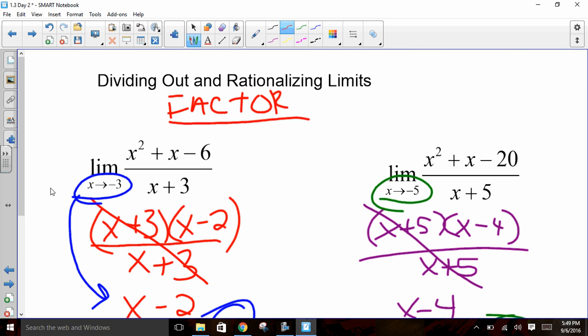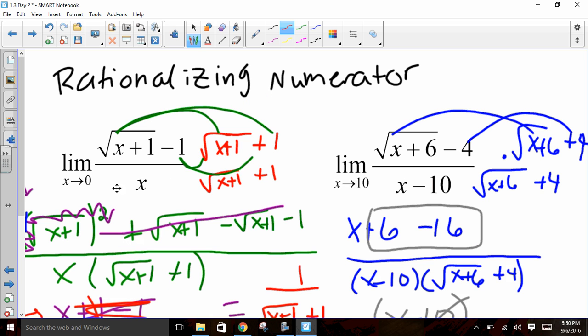If I am asked to find a limit of a number that would make my expression not possible, because we know when we plug in -3 here, we get 0 on the bottom, we can't divide by 0. My first step is that I'm going to try and factor. So take a look. Do I have an expression I can factor? If I can't factor, can I rationalize the numerator? That means, can I multiply by that conjugate? So change that sign in the middle. Multiply top and bottom.